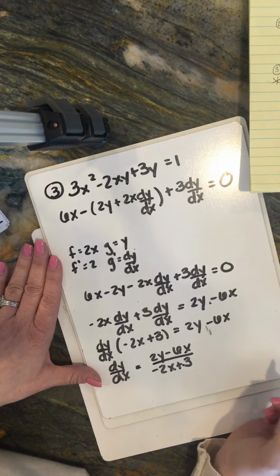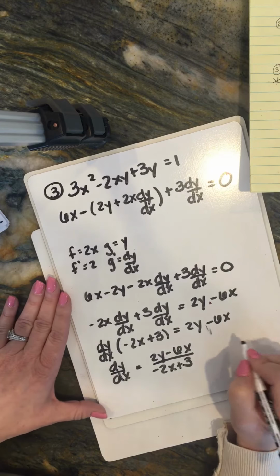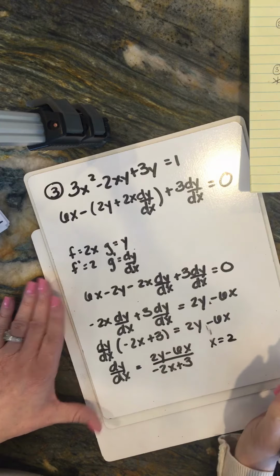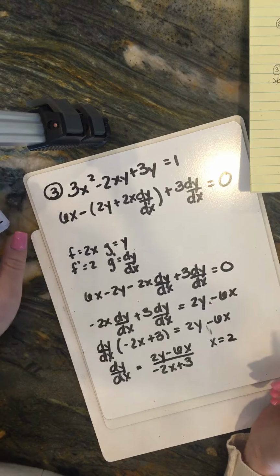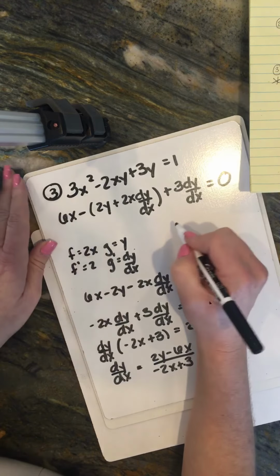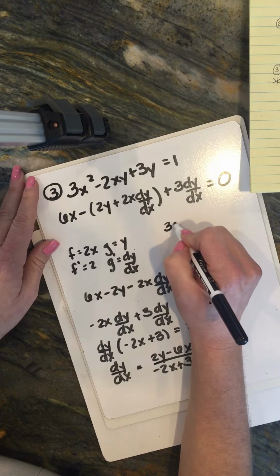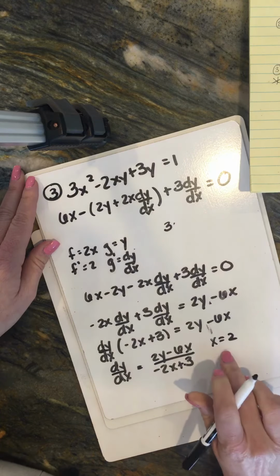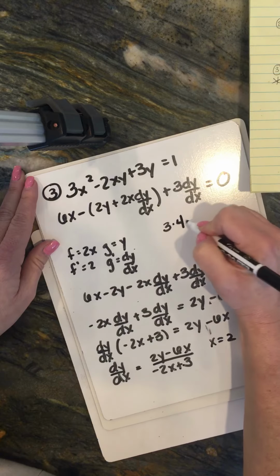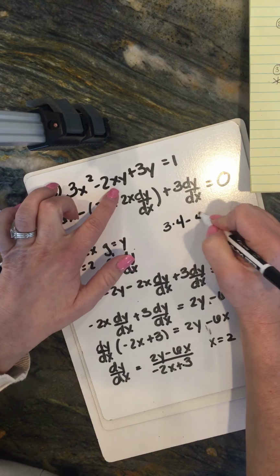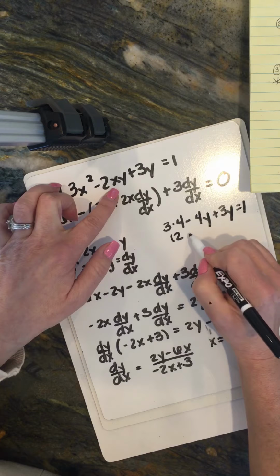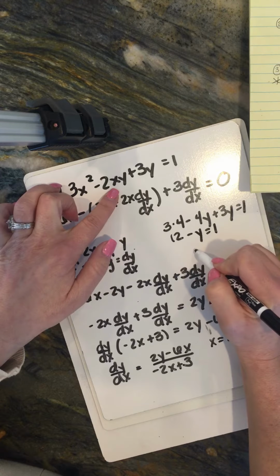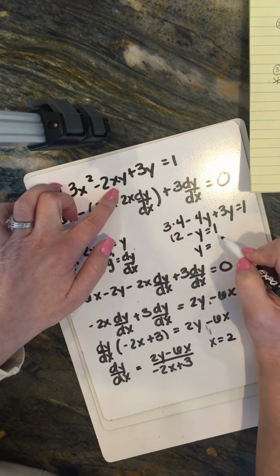And they are asking for you to find when x equals 2. So if x equals 2, we've got to figure out what y is when x is equal to 2. So go ahead and go back to your original problem and find y. So we've got 3x squared. In this case it will be 4 because x is 2. So 3 times 4 minus 2 times 2, so that's another 4y plus 3y equals 1. So 12 minus y equals 1. y equals 11.